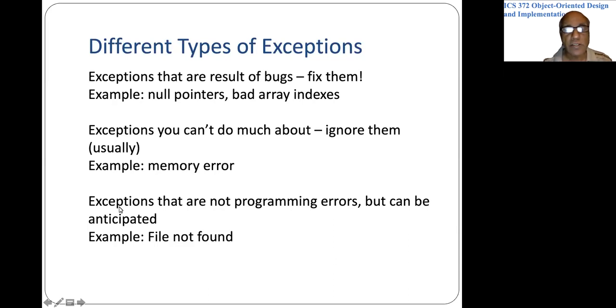Then there is the third kind of exceptions, which are not programming errors, but situations that you can anticipate. For example, your program might need to read a file, and it is quite possible that when the user runs the program, the file is not there. So a file being absent on disk is something you can anticipate, and those are exceptions that you need to anticipate, and you need to have some form of handling it.